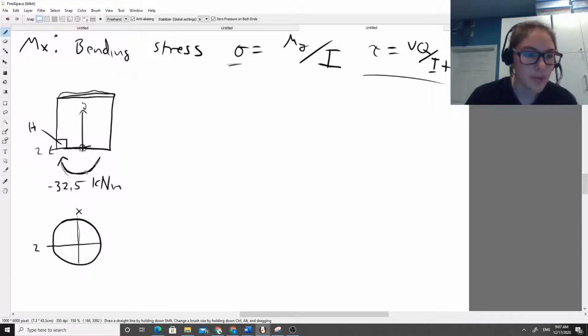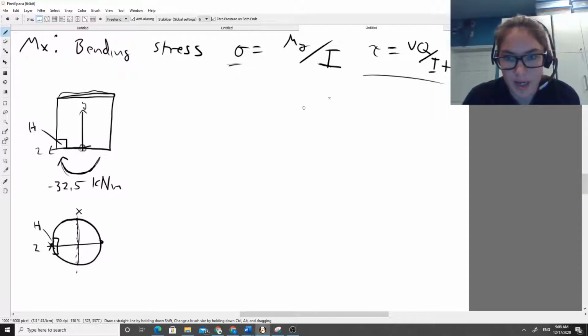And our moment is acting about the z axis here, kind of coming out of the page here, and going back into the page here, which means that our neutral axis is going to be here, and our point of interest is here. That's point H.